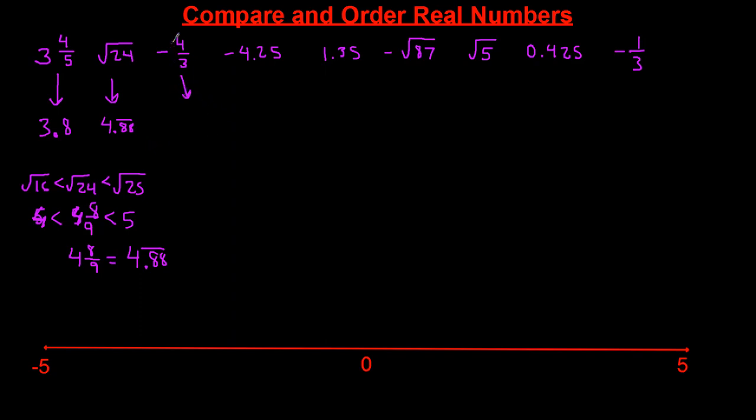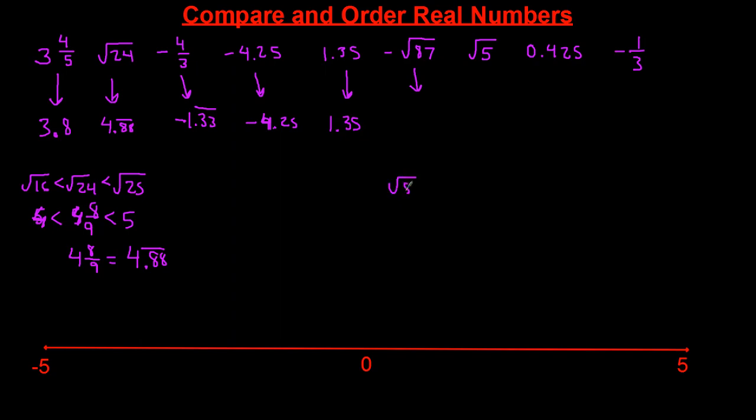Okay? Now, 4 divided by 3 is going to be 1.33 repeated, so we have negative 1.33. This one is perfect. It's already in decimal form, so 4.25. This is perfect as well, already in decimal form, 1.35. This one we're going to have to convert, so let's take a look at this one.